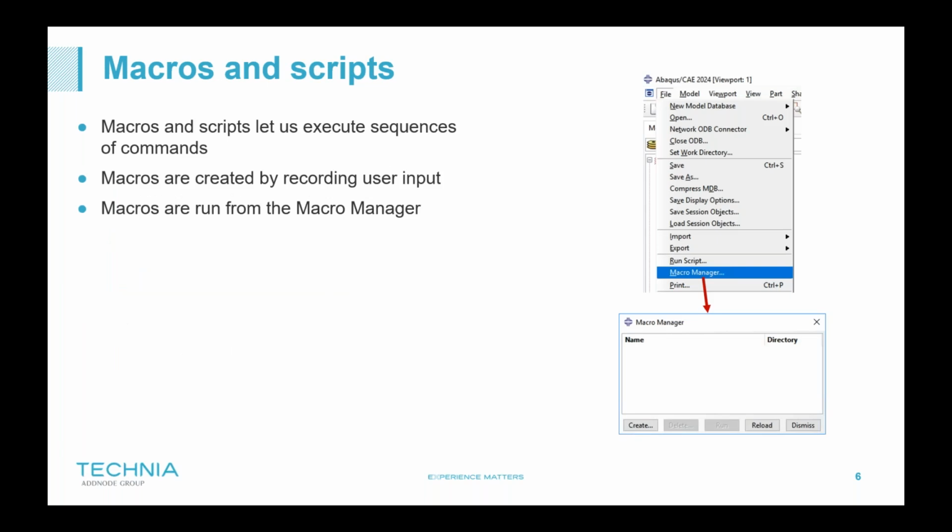So how can we take advantage of this? Well, we can use macros and scripts. That is fundamentally how we automate things. There is fundamentally no significant difference between a macro and a script. Both of these are sequences of commands that we can execute as if it was only one command.